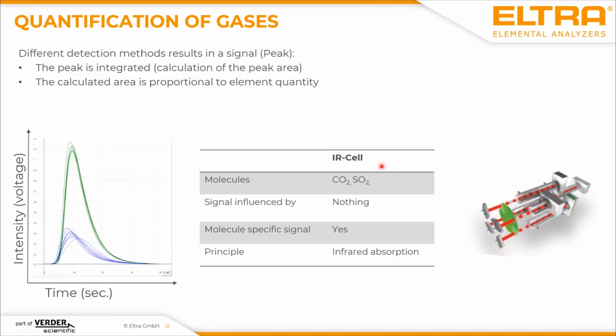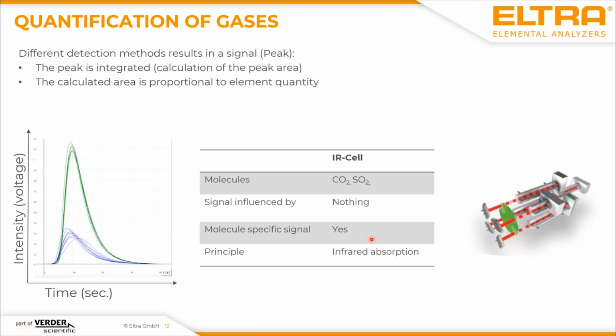We are looking with infrared light in our cell, in our cuvette here, and the infrared light is absorbed. The more concentration of these gases I have inside my cell, the less light is coming out again, the more light is absorbed, and from this signal I have a direct connection to the concentration in my sample. It is a molecule-specific signal, as I already mentioned. So this is very nice because, in fact, we can measure CO2 in a mixture of SO2 and CO2, so we don't have to separate them first.